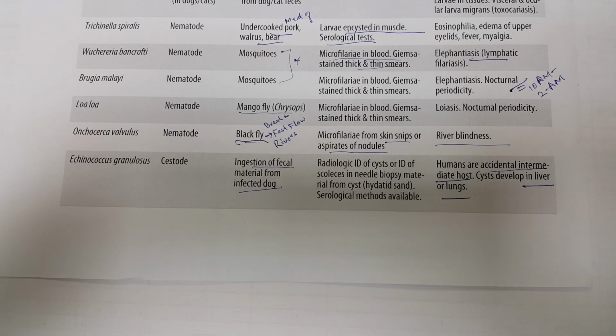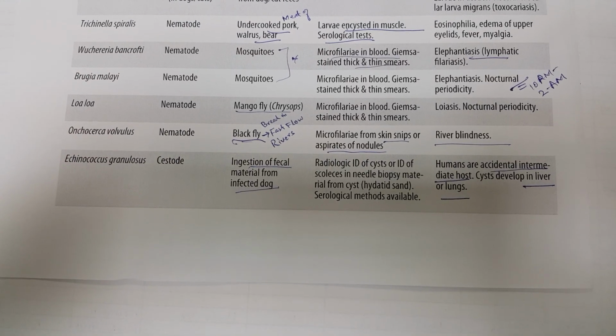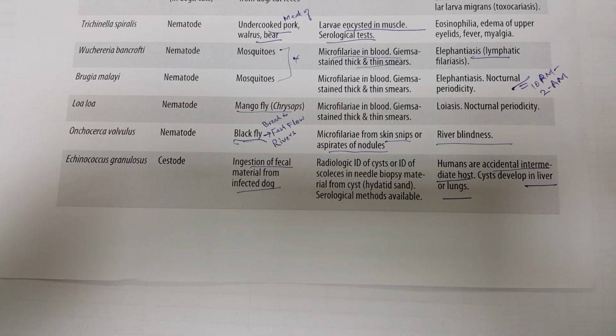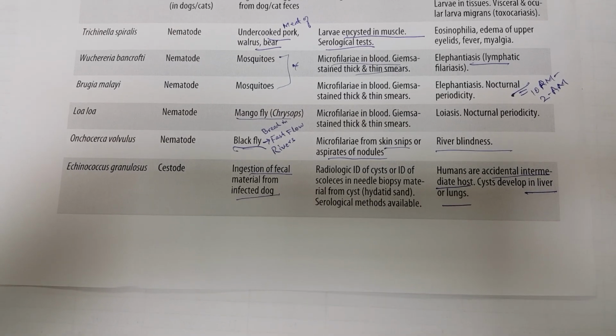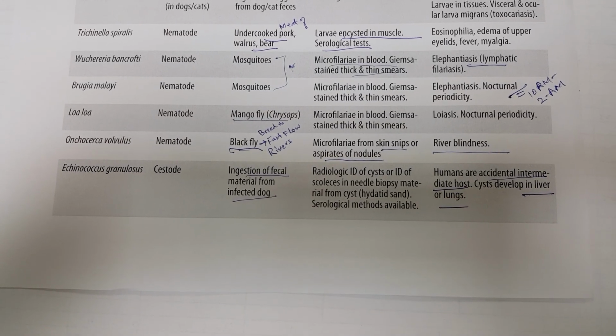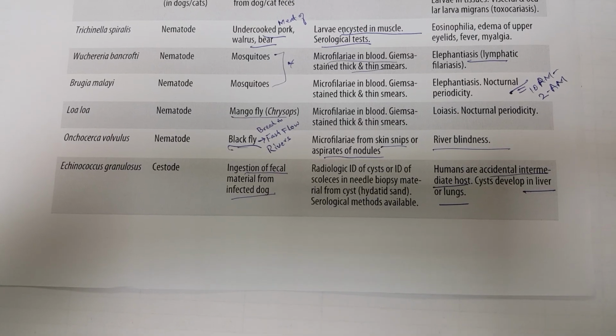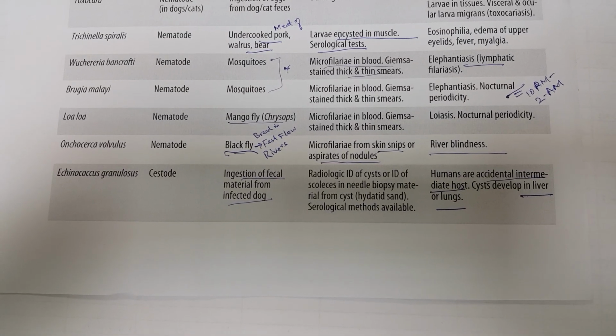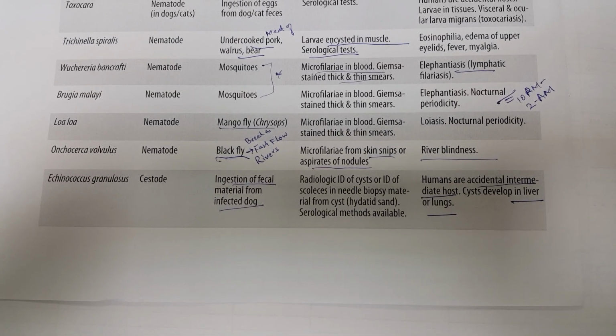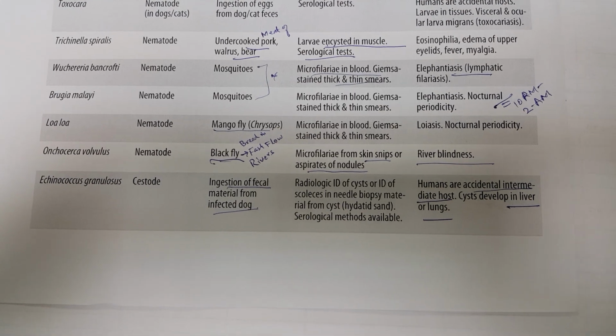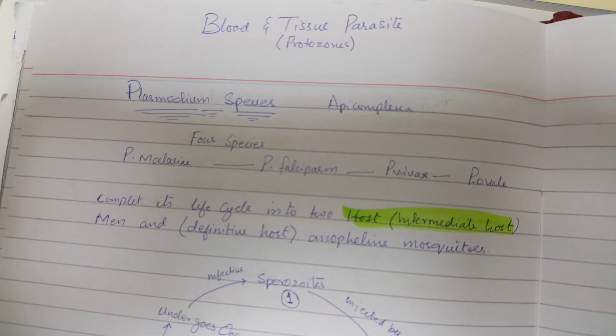Echinococcus granulosus is cystic, ingested from the fecal material of infected dogs. Diagnosis is by radiological identification of the cyst or identification of the scolices in needle biopsies. Material from the cyst, hydatid sand, and serological methods are available. Humans are accidental intermediate hosts. Cysts develop in the liver and the lungs.